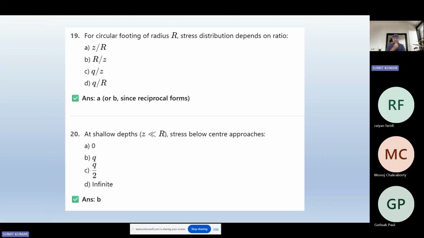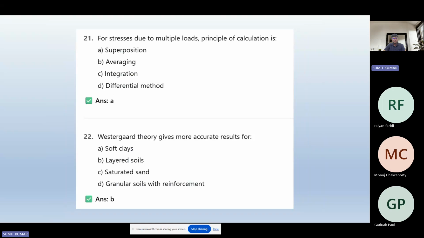Next question says for the circular footing of radius r, stress distribution depends upon the z by r value, while subsequently at shallow depth, z is very less than r, the stress below the center approaches 0, q by 2, or infinite. So option B is the correct answer for this.